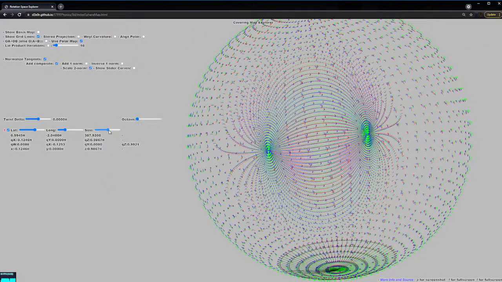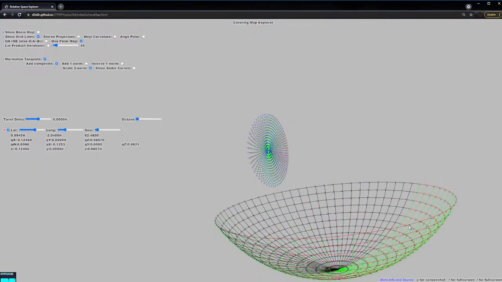So remember, these inner points are representing the rotation vector for this frame. I didn't really explain that very well in the beginning either.